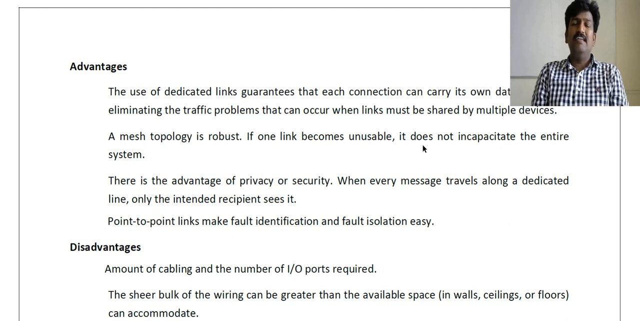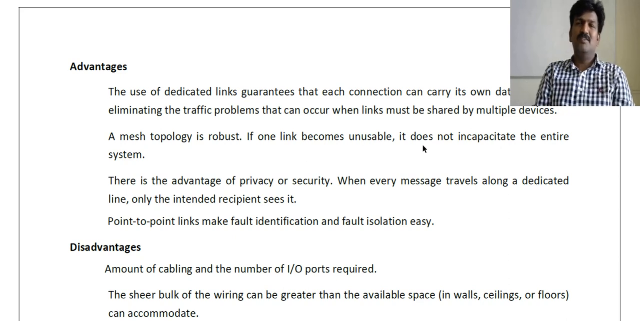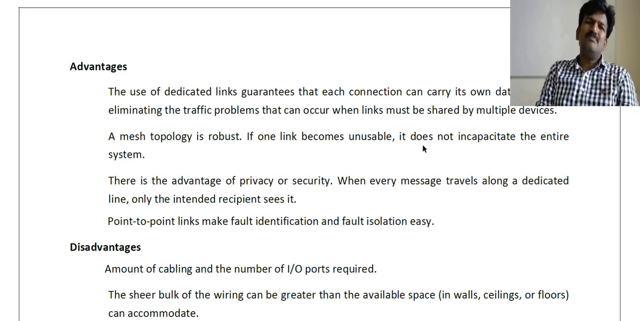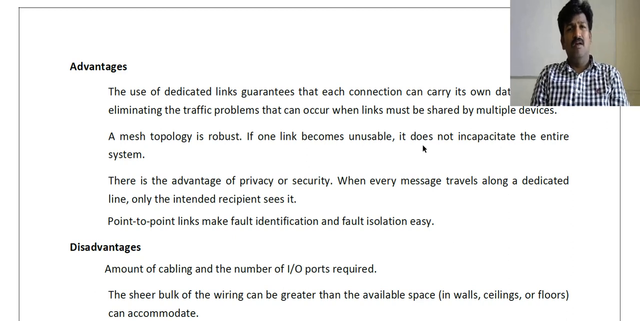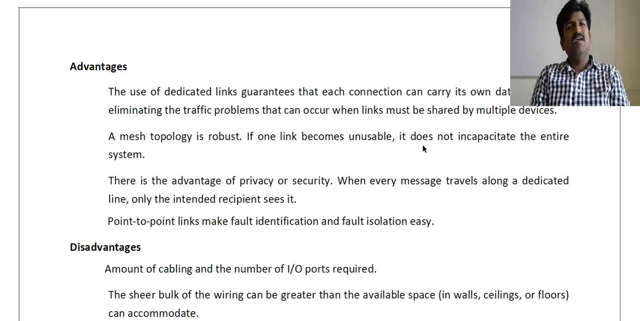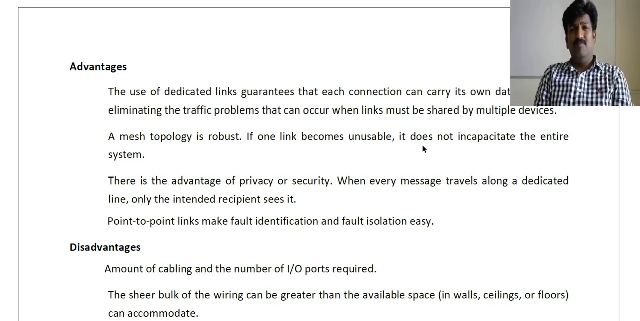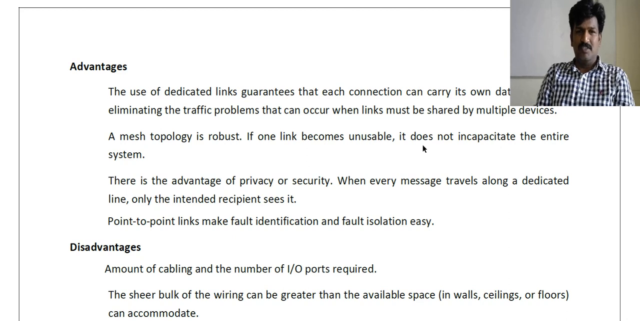And this topology is robust. Robust in the sense that if one link becomes unusable, it does not affect the network performance. It is going to perform at the same level as if all the links are working in active mode. That can be called robustness.